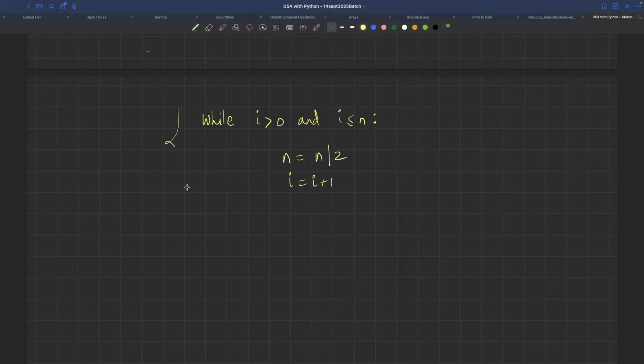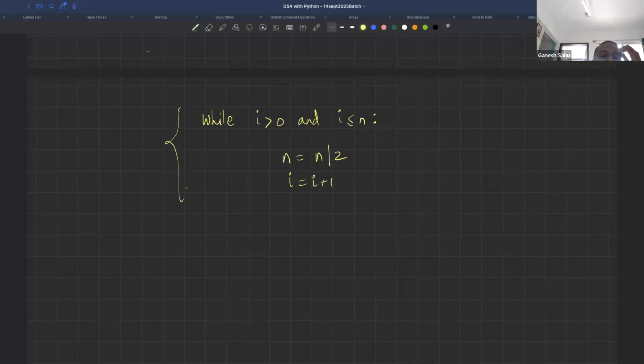Did you guys understand what this is? Can you tell me what will happen in this one? What should be the time complexity of this? One to n, log n. Give me the reasoning.